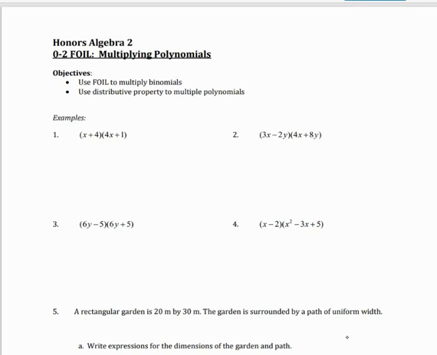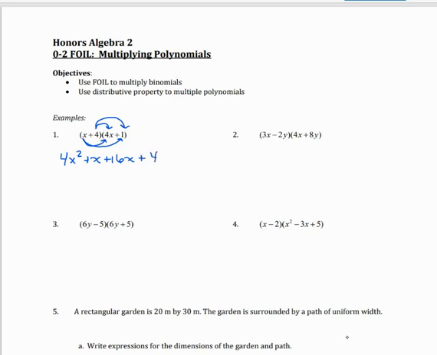We have a binomial, 2 terms, times another binomial, 2 terms. So that's where we FOIL, which again is distributing. So we'll do x times 4x, the first, that's the F in FOIL. That gives me 4x squared. Then we do the outside, x times 1 is positive x. Then we do the inside, 4 times 4x is positive 16x. And then the last terms, 4 times 1 is 4.